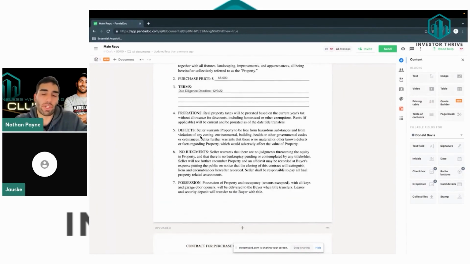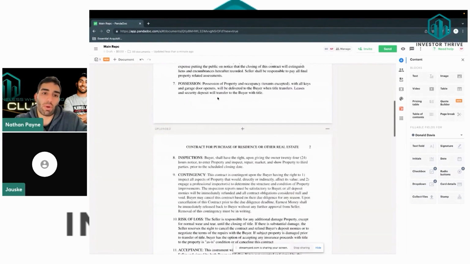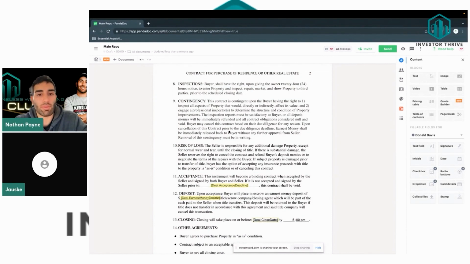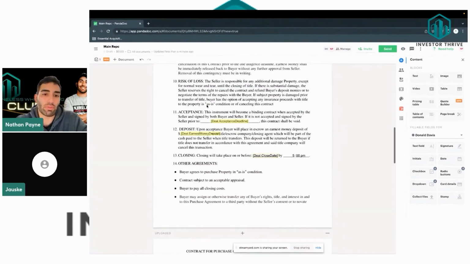It talks about taxes. If there are any issues with the property, they have to let us know. No liens. We get possession as soon as we close. We have the right to inspection of the property. Contingency is we have the right to back out. Risk of loss is if the house blows up before we buy it, we don't have to buy it.